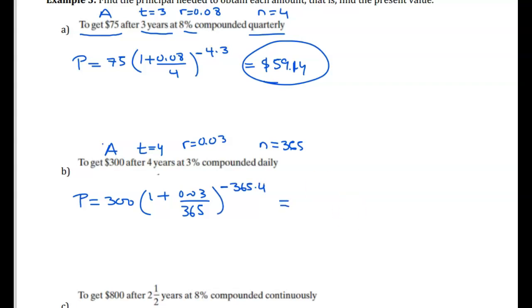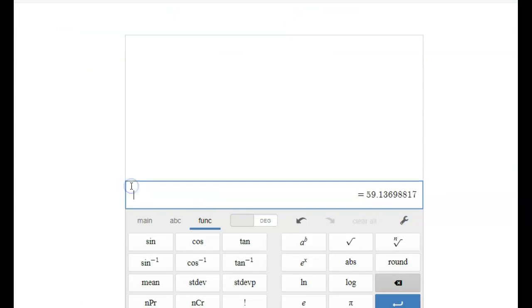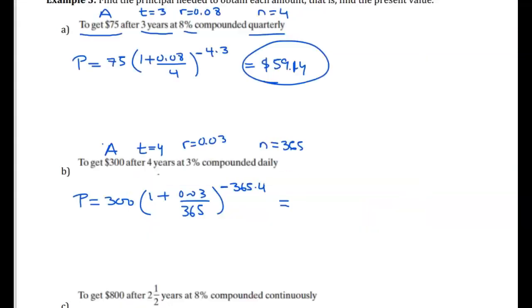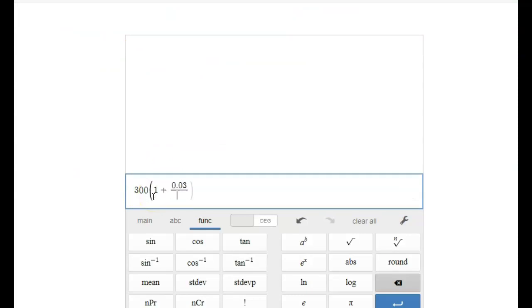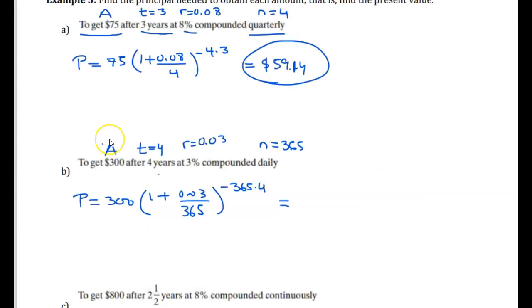Go to our calculator. It's 300. 1 plus 0.03 divided by 365 to the power, parentheses, negative 365 times 4. 266.08. So that's the money you should have invested to get $300 after 4 years.